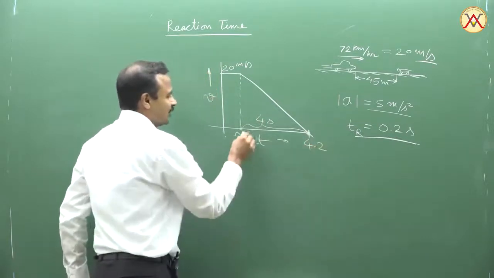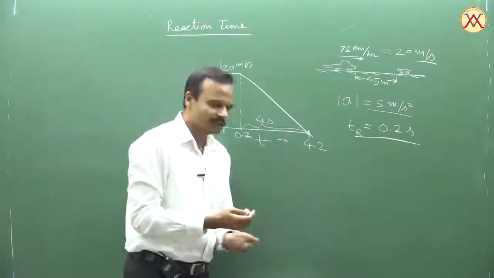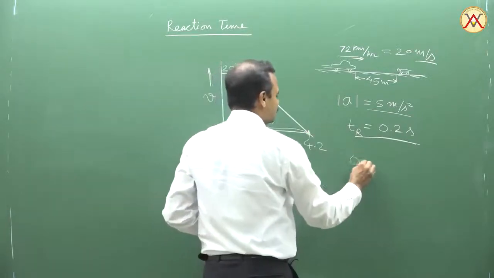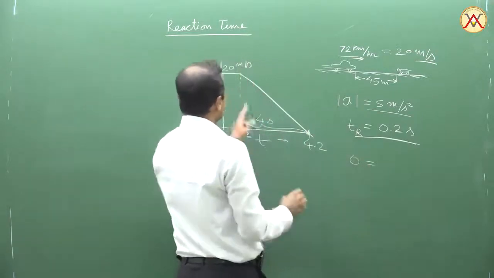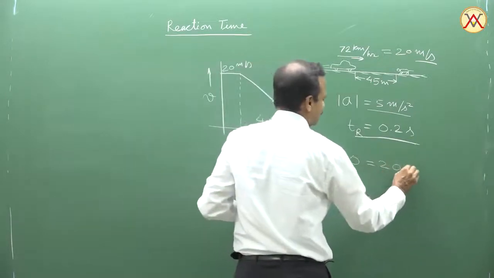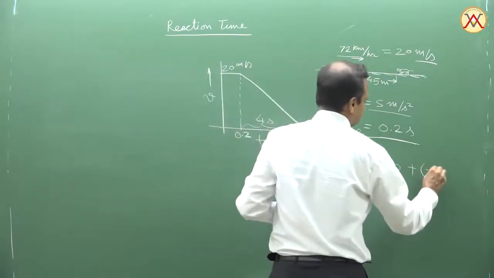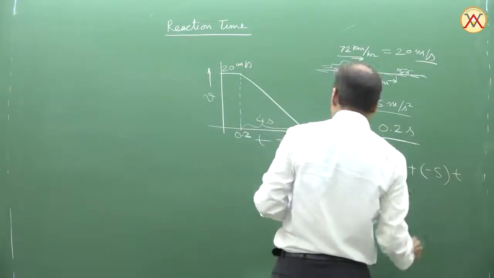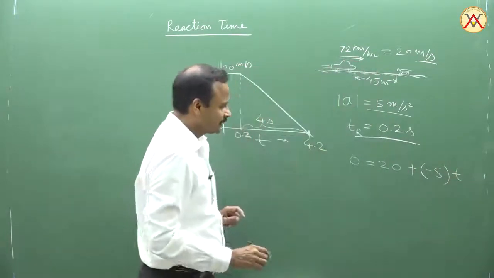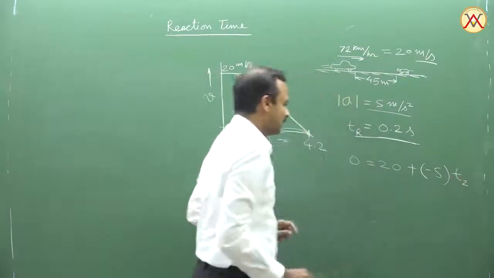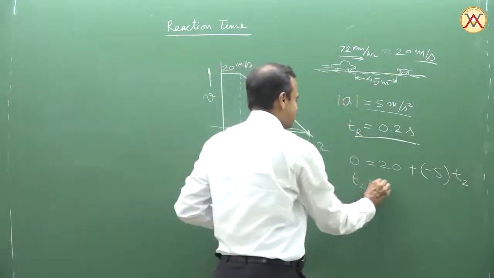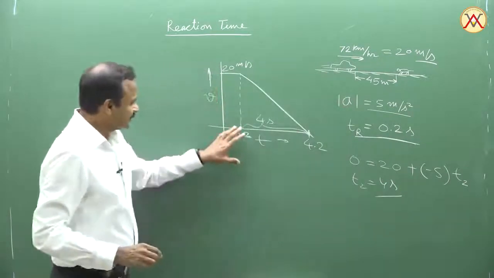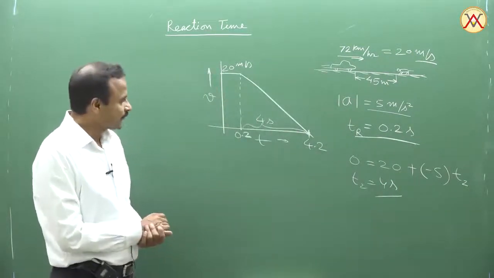Of course, you can get this time by using your first equation of motion also. You can put v equal to 0 and u, the initial velocity, 20, plus acceleration minus 5 times the required time t, or t2 you can call it. So t2 you will easily get as 4 seconds, or you could have done it directly. So this is our VT graph.